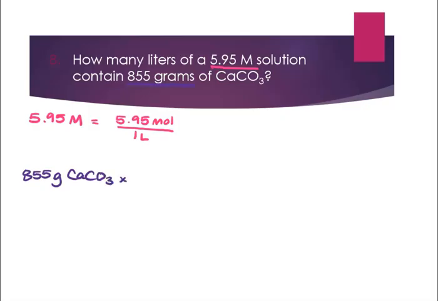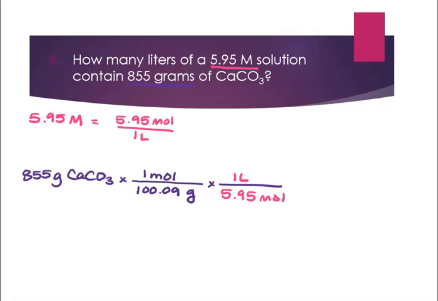Since I'm in grams, I can't use my molarity conversion yet. I've got to get to moles first, so I'm going to need the molar mass. Molar mass of CaCO3 is 100.09 grams, and that's equal to 1 mole. And now that I'm in moles, I can convert to liters. If I want to convert to liters, it means I need liters on the top, and since I'm starting with moles, I'm going to do moles on the bottom. My moles here are 5.95, so I'll do 5.95 moles on the bottom to get those to cancel, and 1 liter on top.